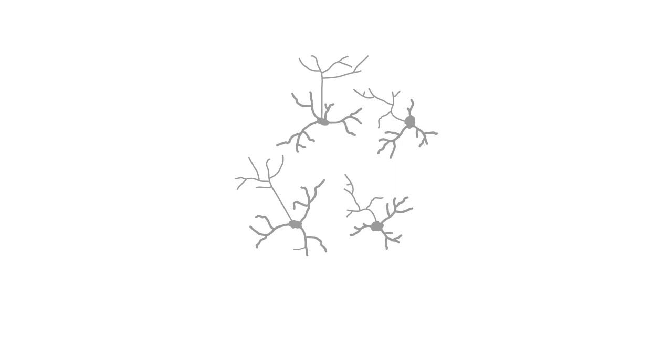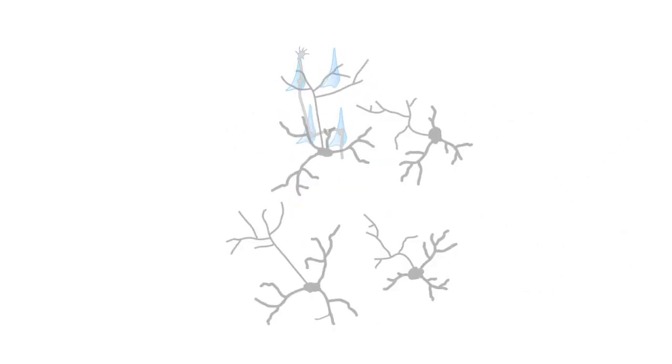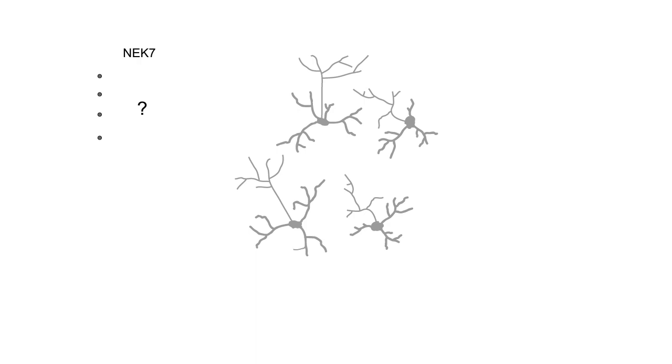So the precise function of Nek7 in axonal wiring suggests that parvalbumin interneurons use specific mechanisms for axon growth and synaptic targeting that are not present in pyramidal cells. Our results also suggest that Nek7 is part of a broader molecular program in parvalbumin interneuron wiring, but further research will be needed to investigate this.